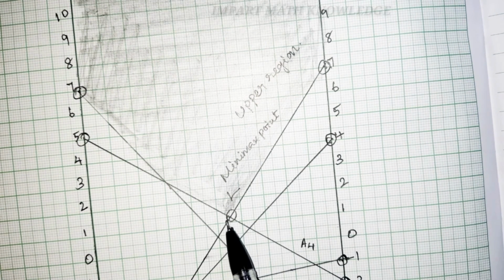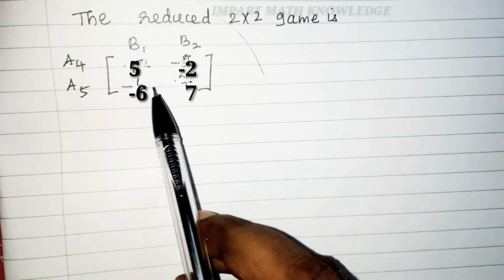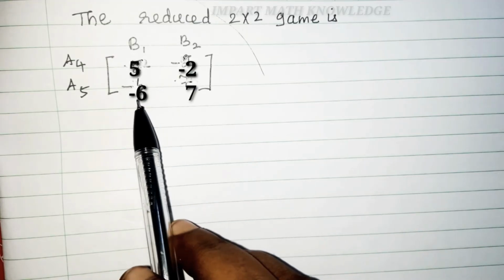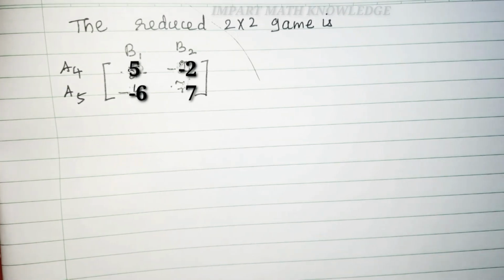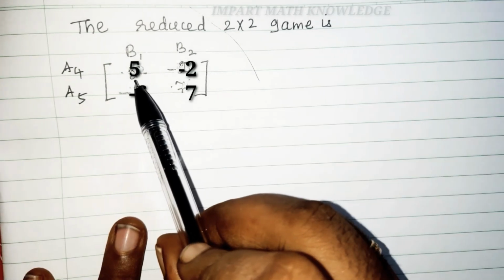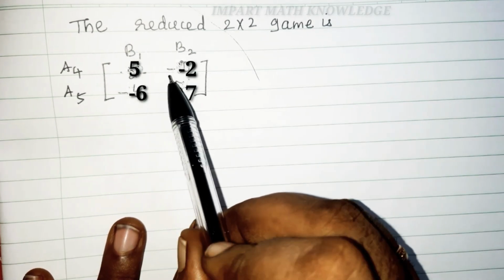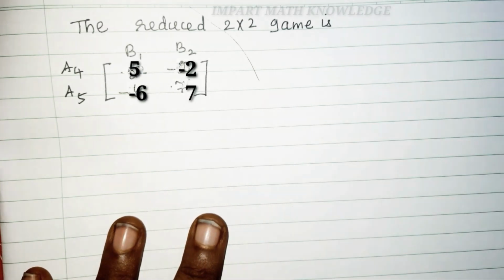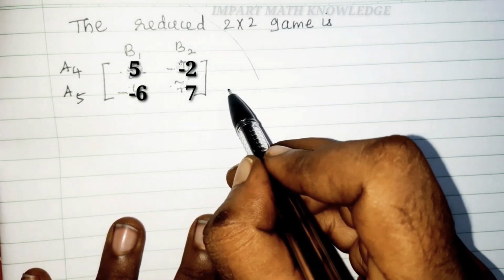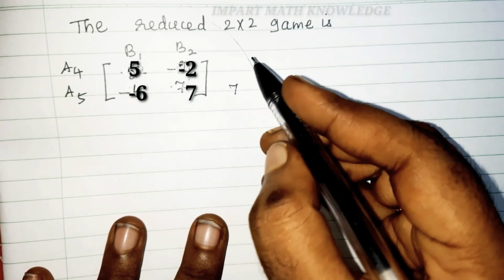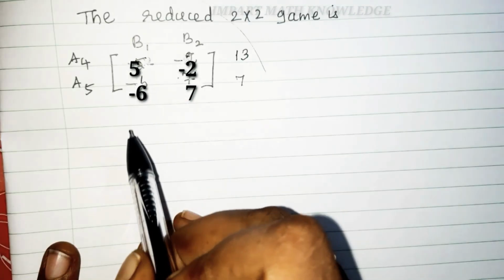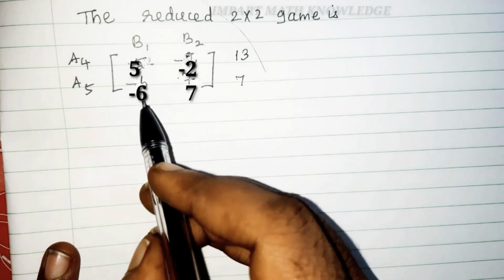Now identify the points in the intersecting lines. The reduced game is 5, minus 2, minus 6 and 7. We have to find the value of the game using the arithmetic method. For that you have to subtract these two. 5 minus of minus 2 is 7. You write across second row. 7 minus of minus 6 is 13. You write it here. Similarly, 7 minus of minus 2 is 9.